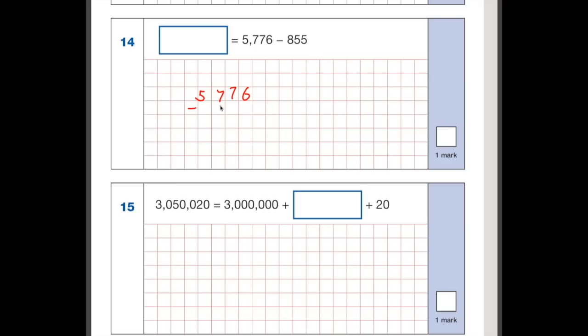5,776 minus 855. Make sure that you line up your place value columns correctly. So we've got hundreds, tens and units. 6 take away 5 is 1. 7 take away 5 is 2.